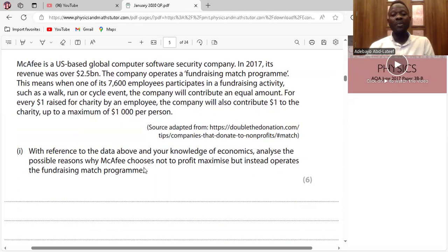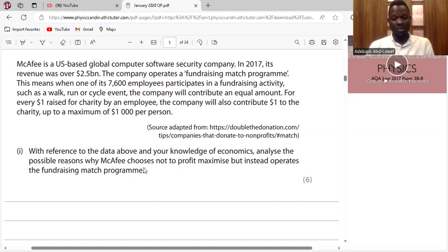With reference to the data above and your knowledge of economics, analyze the possible reasons why McAfee chooses not to profit maximize, but instead operates the fundraising match program. First, what is profit maximization? Profit maximization implies that the firm, like McAfee, is making the highest possible profit within the market. When your target is to make the highest possible profit within the market, it is called profit maximization. I think that point is clear.